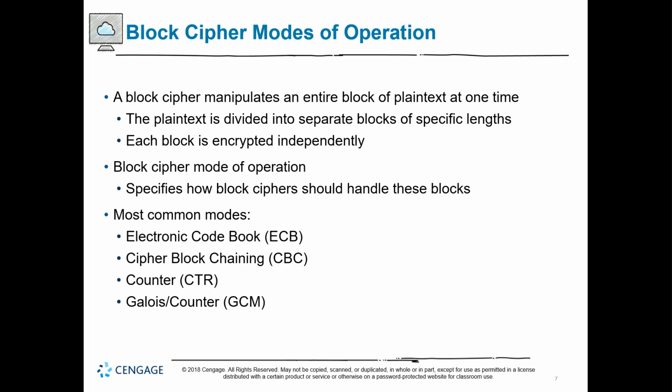The plain text is again chunked up into segments, blocks of a specific length, and then each block is encrypted independently of one another. The block cipher mode specifies how the cipher should handle these blocks. There are 4 common types of modes: the electronic code book, the cipher block chaining, a counter, and a Galois counter. These are the 4 main modes for using block ciphers.